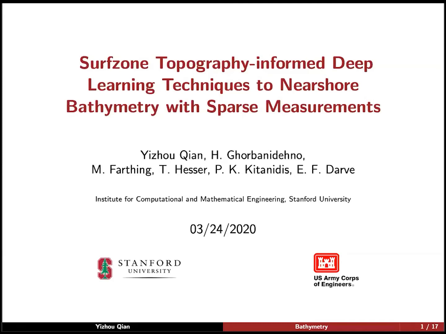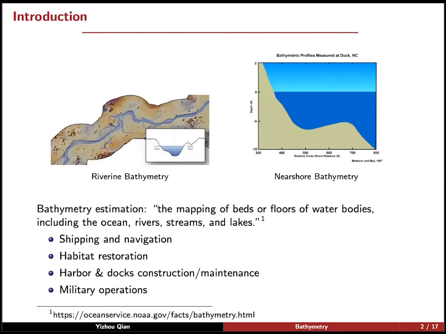Today I want to talk about mainly the applications of deep learning based methods to spatial interpolation of nearshore bathymetry with sparse measurements. Bathymetry refers to basically the depths of water in areas such as ocean, rivers, lakes, or streams. It's mostly important because of shipping operations, risk assessment, and also military operations.